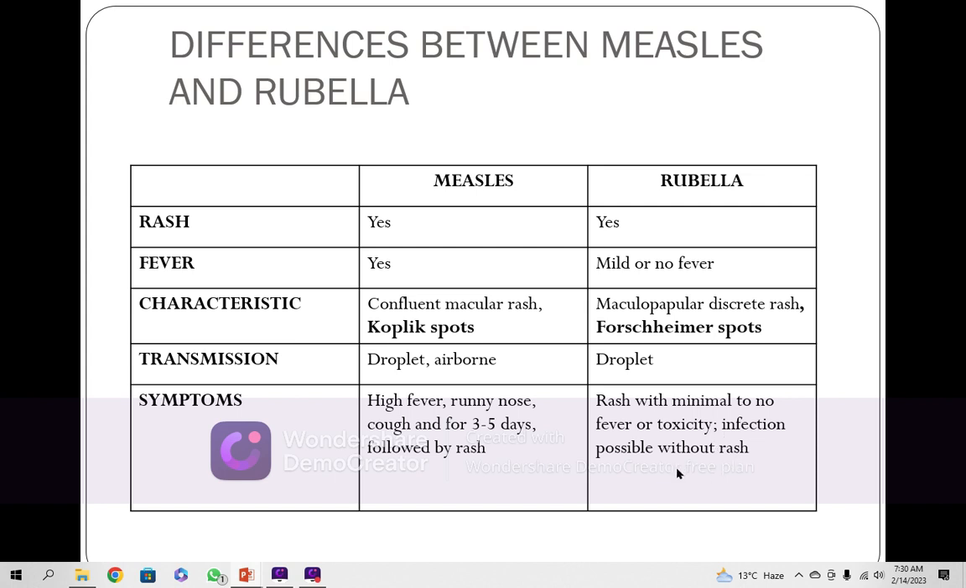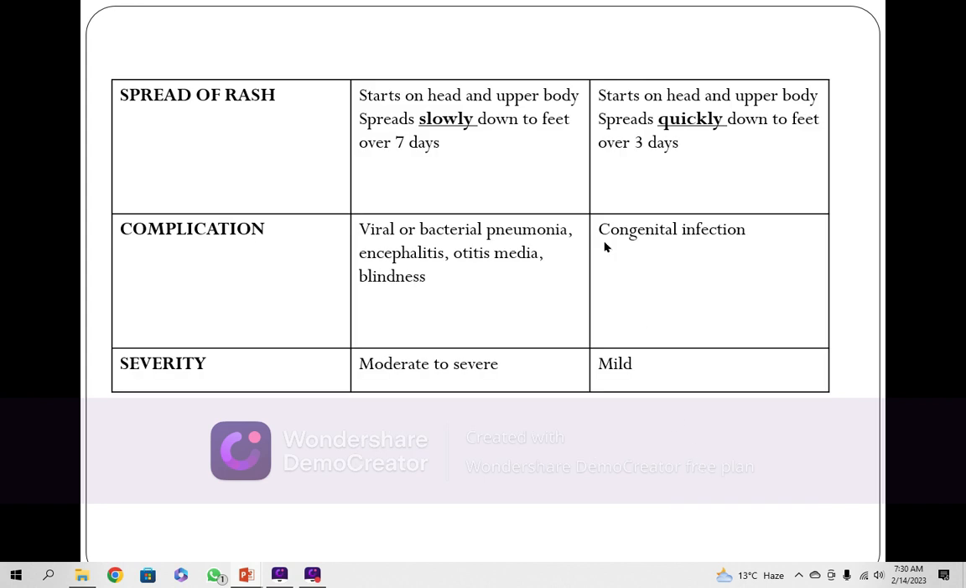There will be a very transient type of rash, so you may miss it, and the mother may miss the rash. It is a possibility. In measles, the rash starts on the head and upper part of the body and spreads slowly down to the feet over 7 days. But in rubella, it starts on the head and upper body and spreads quickly down to the feet over 3 days.